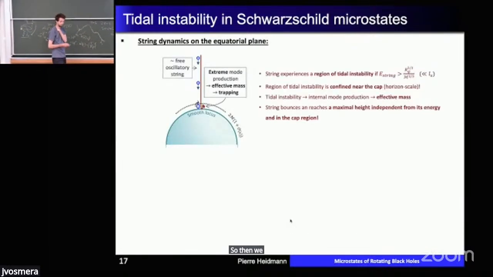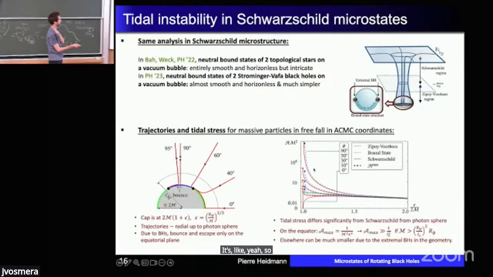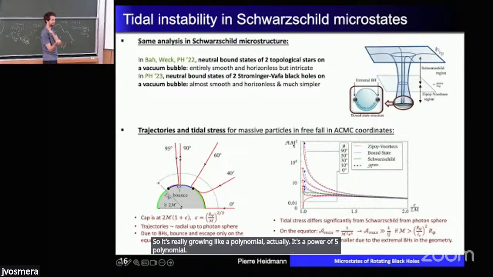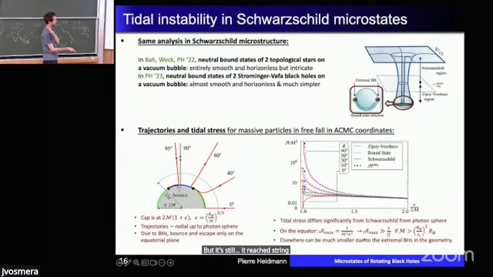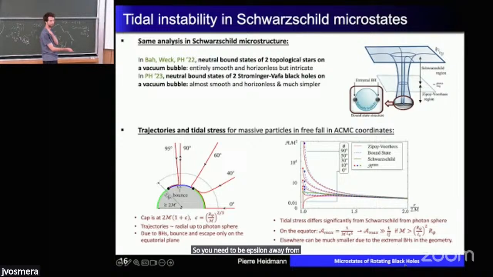So then we asked, where is the tidal force being experienced? That's an important thing. You see, it's growing progressively. Here is R over 2m, so 1.5 here is the 3m, like the photon sphere. So it's really growing like a polynomial, actually, a power 5 polynomial. But it reaches string scale only incredibly close to the cap. So you need to be epsilon away from 2m to experience string scale tidal force.